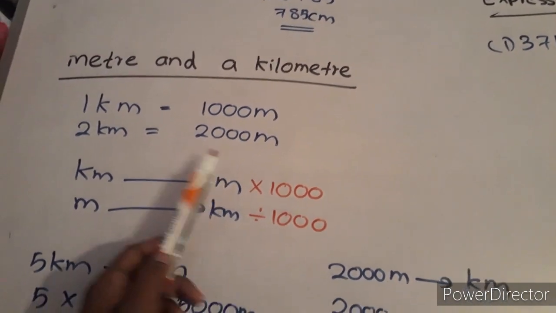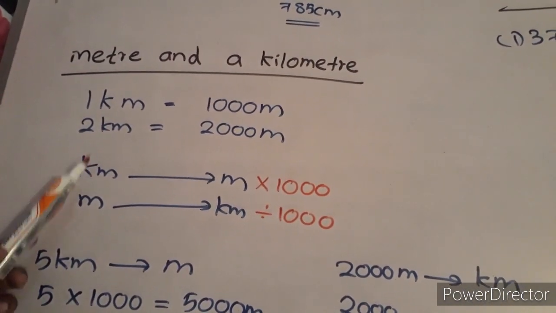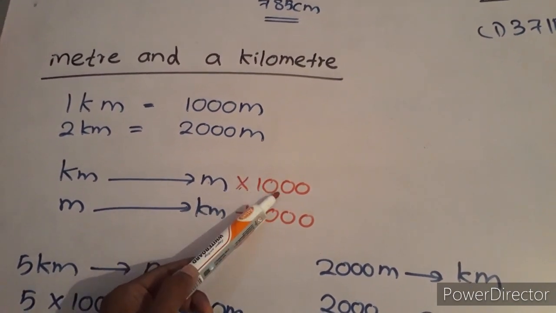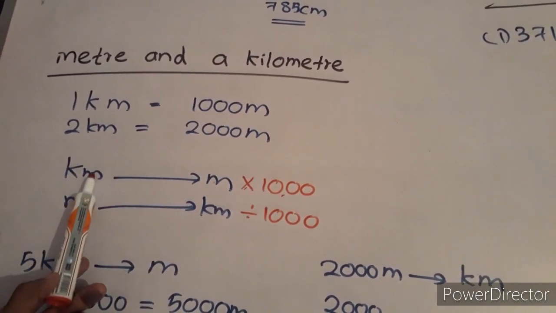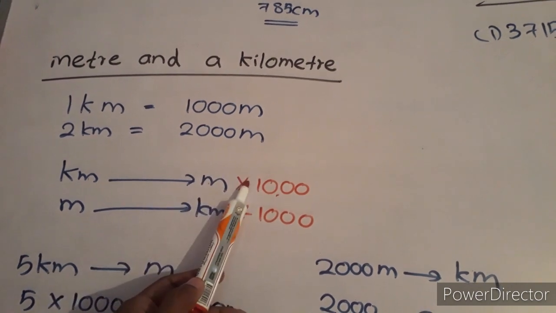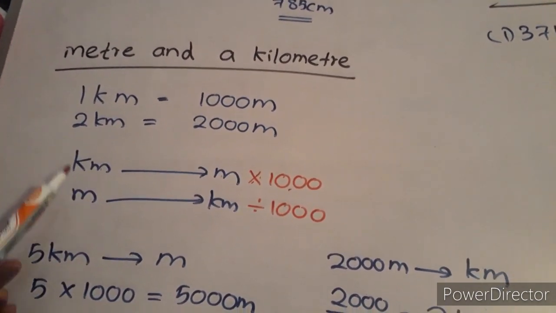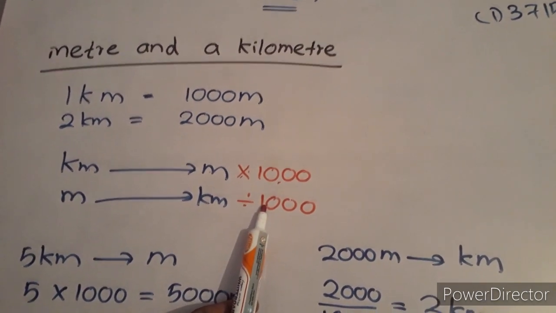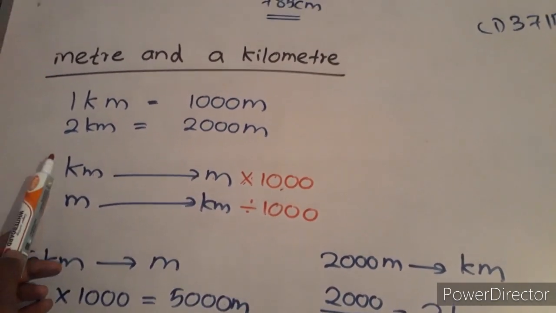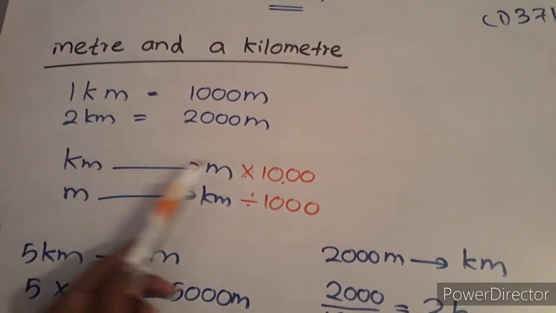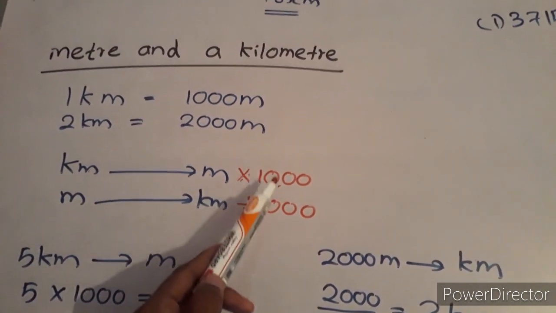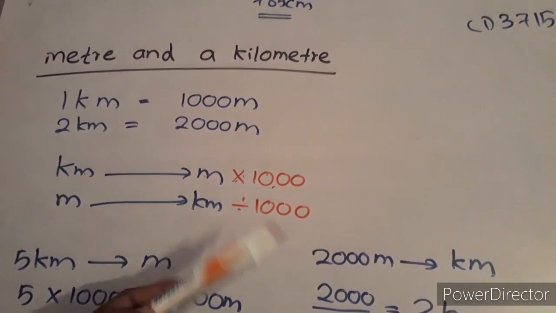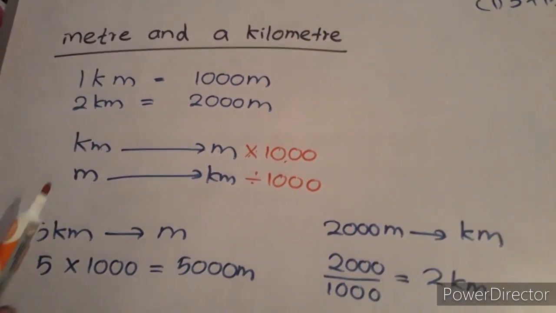So what we have to do? To convert kilometers into meters, we have to multiply by 1000. Kilometers to meters, we have to multiply by 1000. To convert meters into kilometers, we have to divide it by 1000. You have to remember this as well. Kilometer into meters multiply by 1000. Meter convert into kilometers, we have to divide it by 1000.